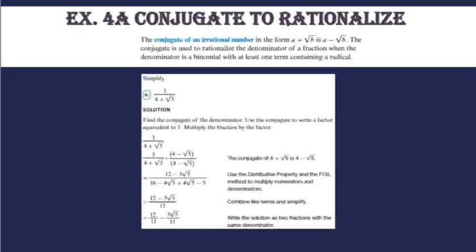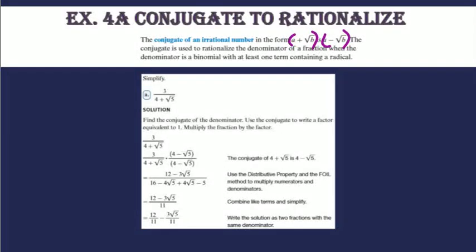And the fourth type of question: conjugate to rationalize. To conjugate an irrational number means to put it into the form, if it's already a plus the square root of b, the conjugate would be a minus the square root of b. Because you have a binomial here, a plus the square root of b, and you have another binomial here, a minus the square root of b.